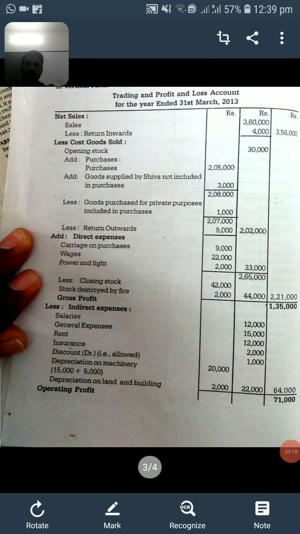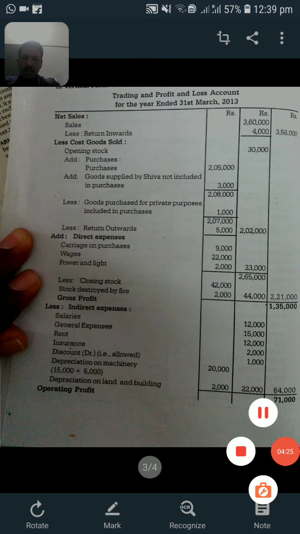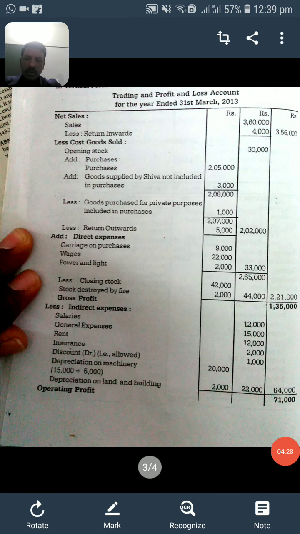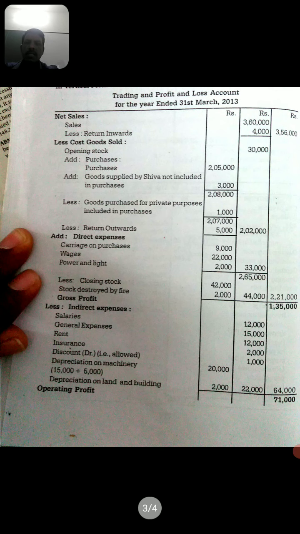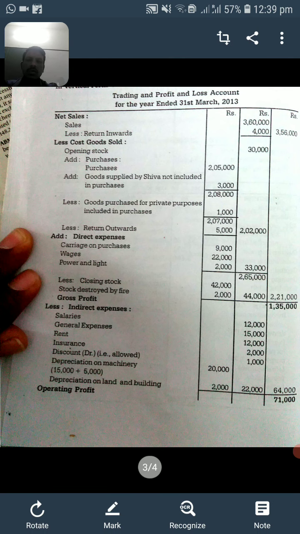Next we move on to solution for this problem. So as far as Companies Act of 2013, we are going to prepare the sole trading company's profit and loss account as well as balance sheet in vertical form. So we start with sales, that is 3,60,000. So less return inwards. In the trial balance they are given return inwards of rupees 4,000. So that 3,60,000 minus 4,000, net sales 3,56,000.